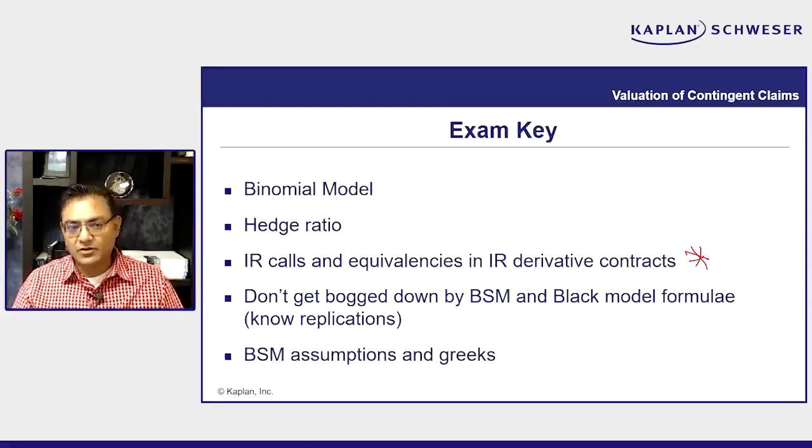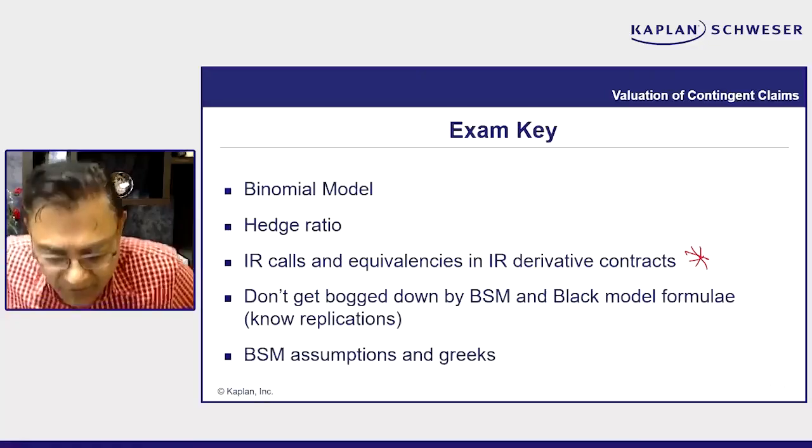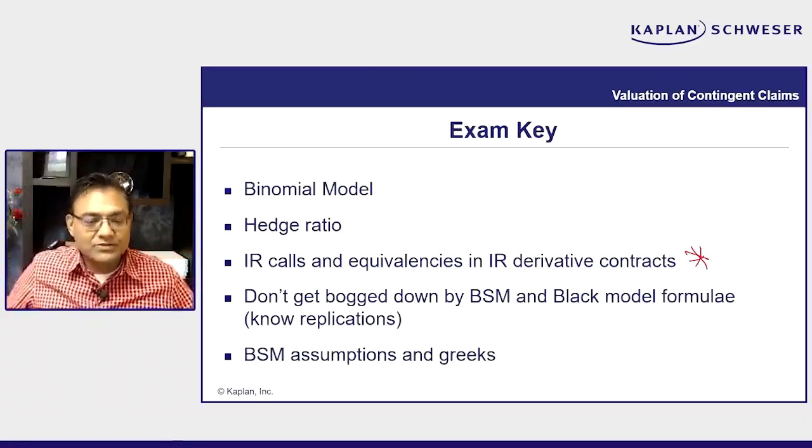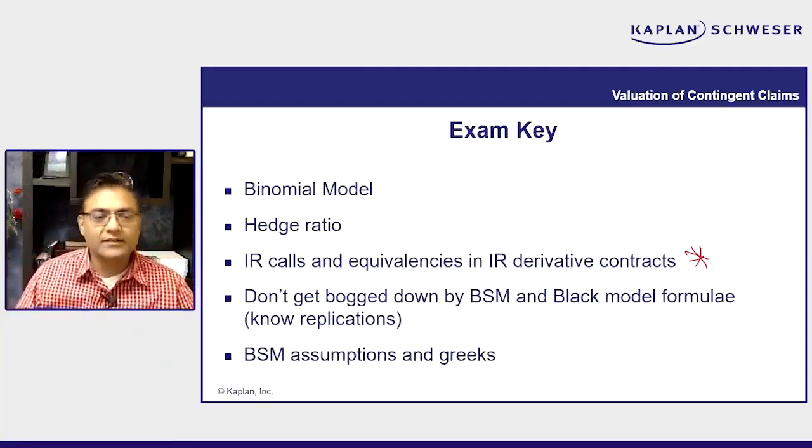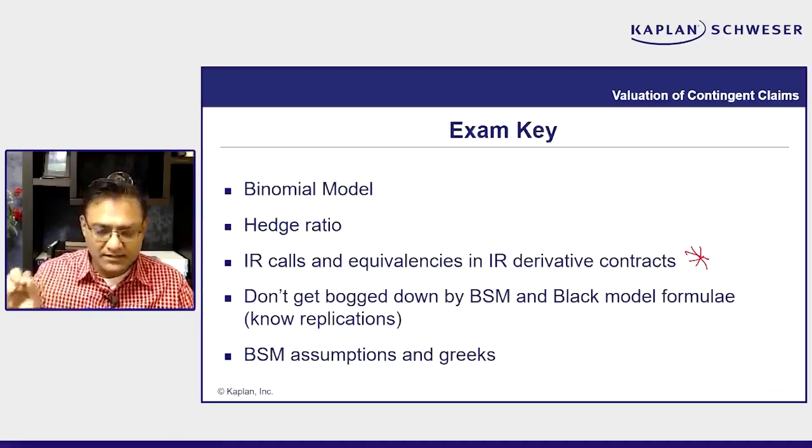The only thing you want to know is the replication. That's the key. How do you replicate a call option using units of stock and risk-free bond, as well as how do you replicate a put option using, again, units of stock and risk-free bonds. And then finally, the assumptions behind the Black-Scholes model, as well as the Greeks. One key assumption that we'll emphasize as we move along.